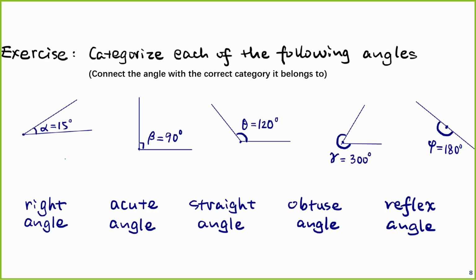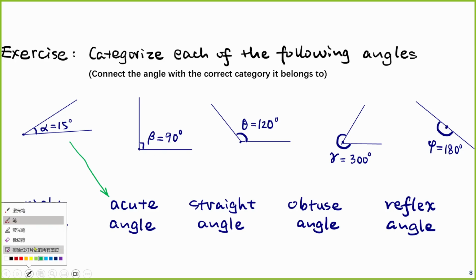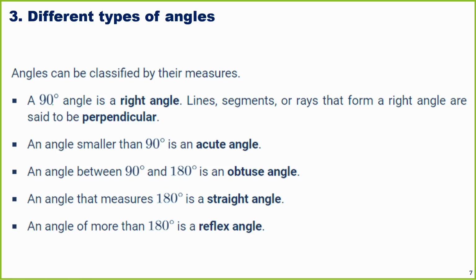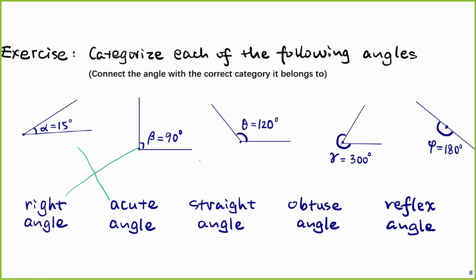Michelle? Acute angle. Acute angle, that's correct. How about alpha equals 90 degrees? That's called the right angle. A 90-degree angle is a right angle, right? The right angle. Yes.